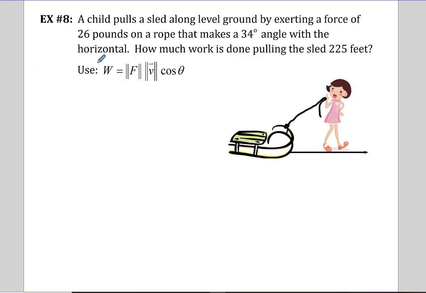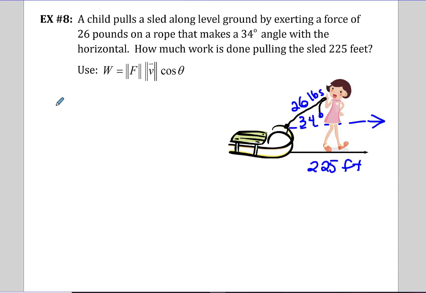If a child is pulling the sled along the level ground by exerting a force of 26 pounds on the rope, so here's my rope, it's got a force of 26 pounds, we're going to call that magnitude. And the rope's making a 34-degree angle with the horizontal. We want to know how much work does it take to pull that sled 225 feet that way, right? We need to go 225 feet on the horizontal.